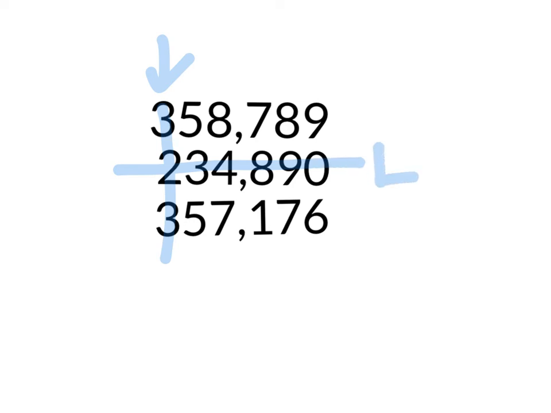So next I can compare the next number. I'm done with the 3's. So now let's see, I got a 5 and a 5. That will not help any. Now I got a 7 and an 8. That will help. So now I know that the one 176 is less than 358,789. So this will be the greatest and this will be the middle.